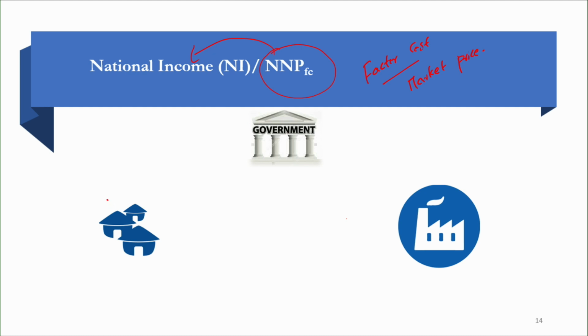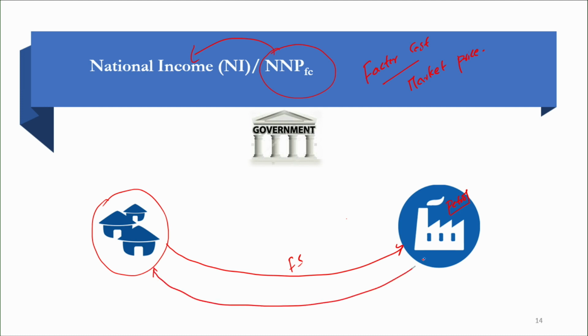Let's say in this example, here are some factors of production, the owners of the means of production: the owners of land, labor, capital and so on. And here is a factory, let's say a petrol producing company. This company has employed the factor services of these factors of production, and in return made a payment to them.